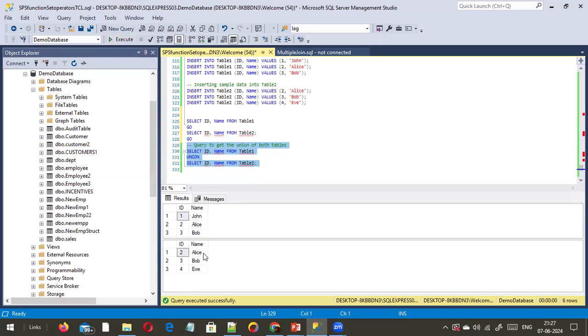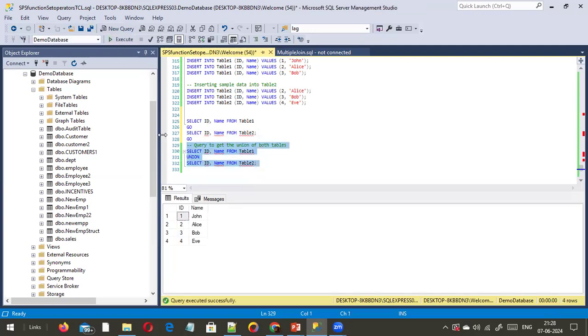So John, Alice, and Bob. See, if you look here, Bob and Alice are available in both the tables. What union does is combine the data from these two tables, table 1 and table 2. While comparing, it will remove the duplicate records. Look here, 1, 2, 3, 4, right? So John, Alice, Bob. So this is what union is.